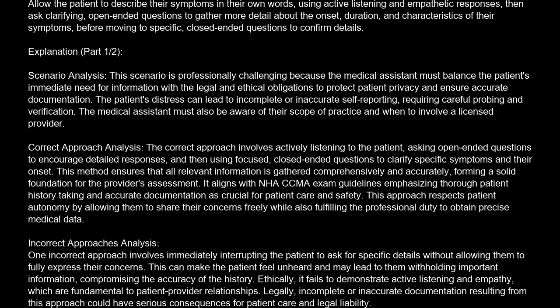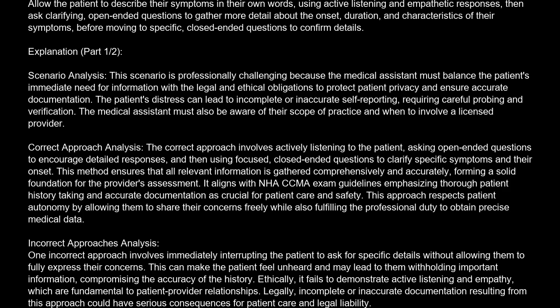Correct approach analysis. The correct approach involves actively listening to the patient, asking open-ended questions to encourage detailed responses, and then using focused, closed-ended questions to clarify specific symptoms and their onset. This method ensures that all relevant information is gathered comprehensively and accurately, forming a solid foundation for the provider's assessment. It aligns with NHA CCMA exam guidelines, emphasizing thorough patient history taking and accurate documentation as crucial for patient care and safety. This approach respects patient autonomy by allowing them to share their concerns freely, while also fulfilling the professional duty to obtain precise medical data.